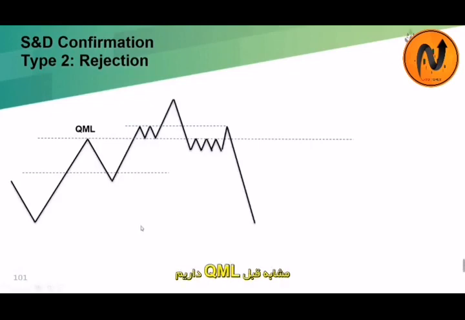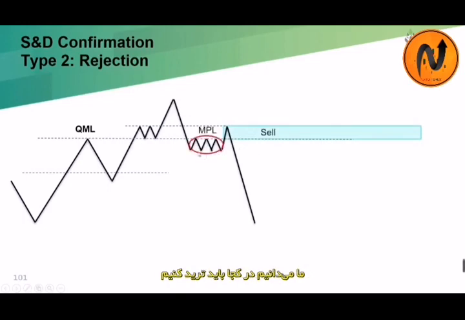Similarly, we have a QML. Of course, this is a QML. It can also be a drop base drop, or what we call RBS, SPR. As long as it is an area where you know where to go into the trade. Of course we have identified our MPL. We know where we should be trading. But what is the confirmation that we need over here?